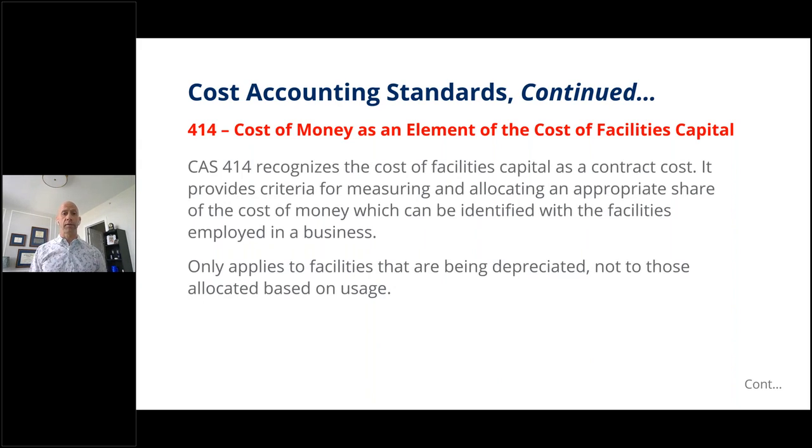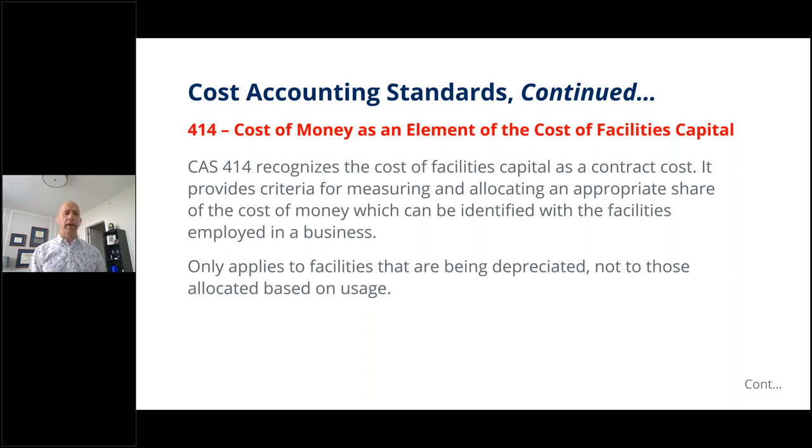CAS 414 here recognizes the cost of facilities capital as a contract cost. You may recall that I refer to this as an interest-like imputed cost. Remember, interest is not an allowable cost for government contracts, but cost of money is, right? The government does recognize that contractors tie up capital in facilities, in other capital projects to do the work. So they do provide, even while it's not interest, a mechanism to deal with that cost of money.